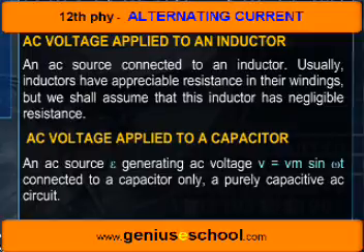AC voltage applied to a capacitor. An AC source epsilon generating AC voltage v equal to Vm sin omega t is connected to a capacitor only, a purely capacitive AC circuit.